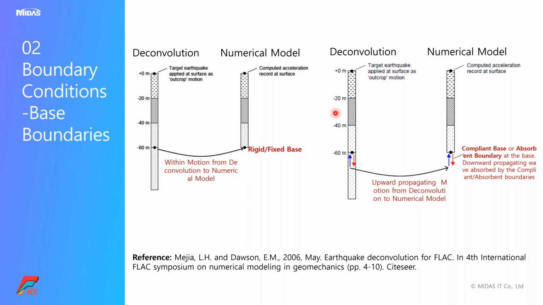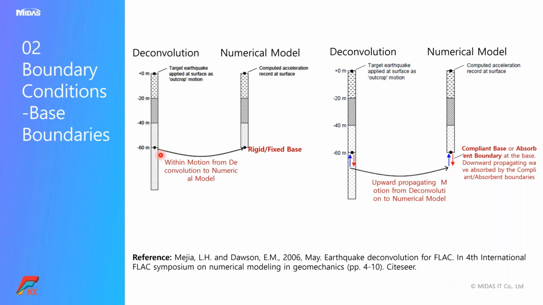Then coming to the base boundary conditions. Here there are two kinds of base boundaries that we can apply. The first thing is we can apply the rigid or fixed base condition, and the other thing is to apply the infinite elastic half space, which can be applied by the usage of a complying base or absorbent boundary in this software. So first thing is when to apply the fixed boundary condition or rigid base, basically.